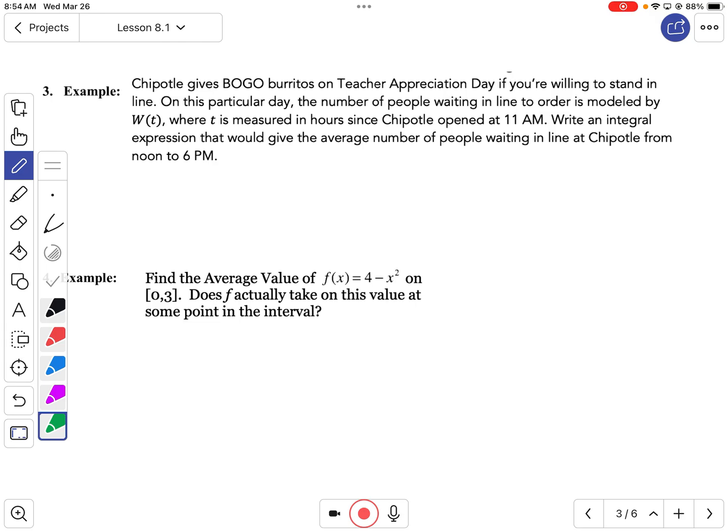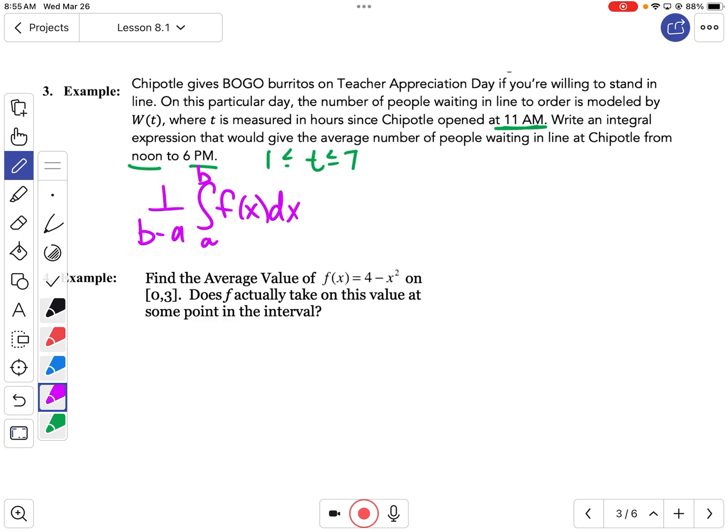So we just want to write the expression for average value. T is hours since they opened at 11. So if we're doing noon to 6, what are our T's going between? 1 and 7. So when we do the average value expression, 1 over b minus a times the integral from a to b of f of x dx, let's just plug in what they gave me. B minus a, what would that give me? 6. Integral from a to b, so 1 to 7.